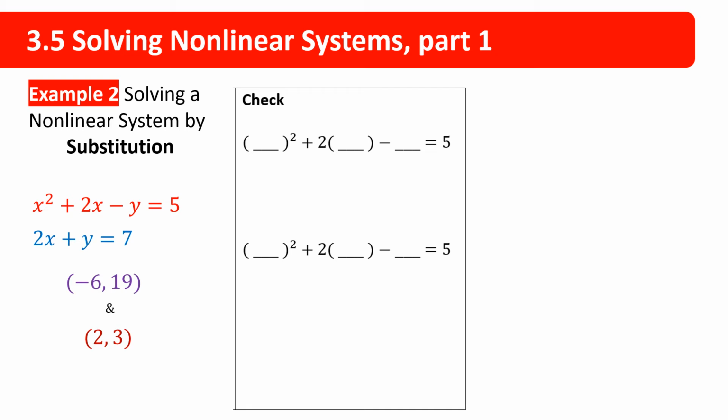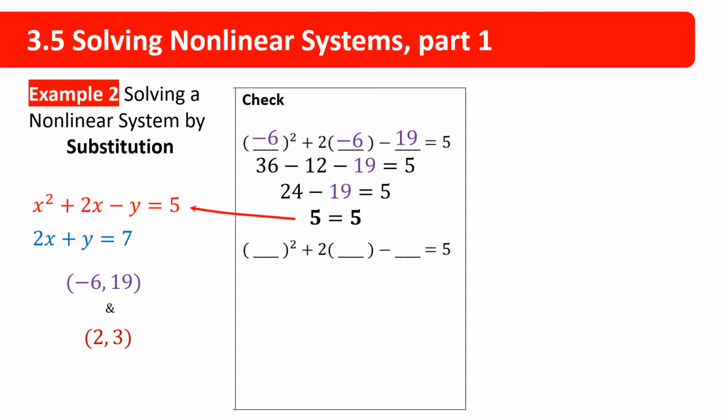To check our work, we can take that first equation, and wherever we see x, we can plug in negative 6. Wherever we see y, we can plug in 19. And we can work that out. Negative 6 squared is 36. 2 times negative 6 is negative 12. And we're still subtracting 19. 36 minus 12 is 24. And 24 minus 19 is 5. So we get 5 equals 5. So the equation works, it's true. And that 5, remember, is the right-hand side of that first equation.